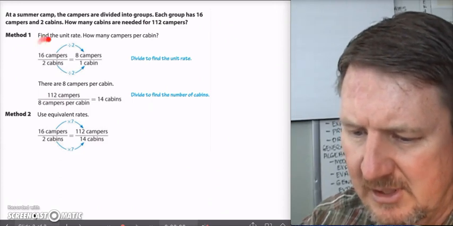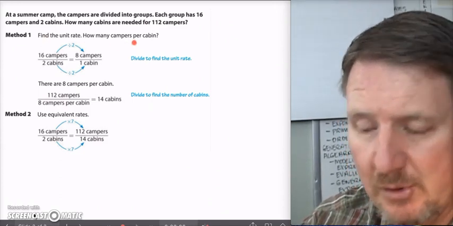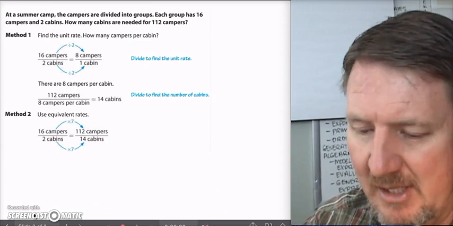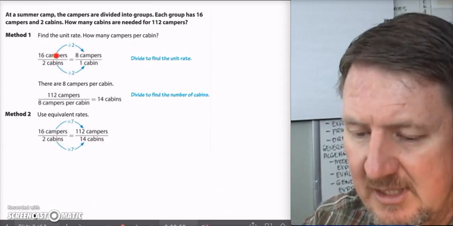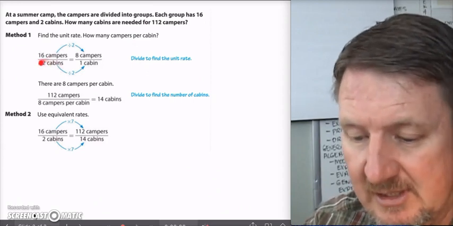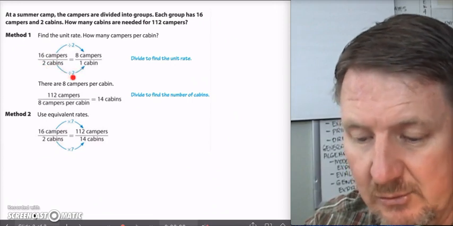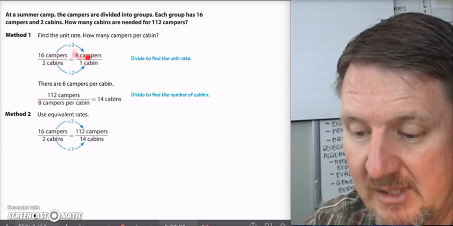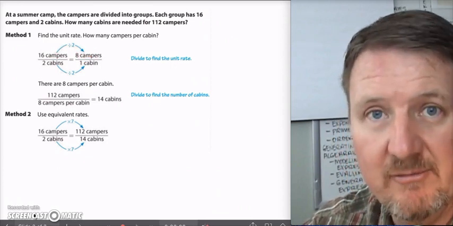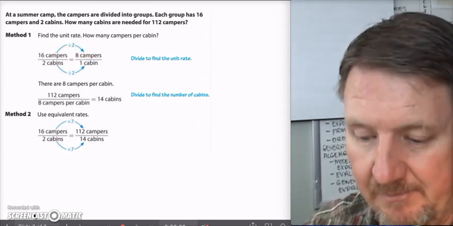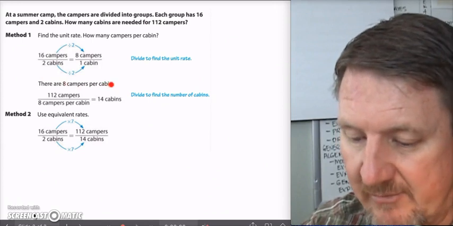So here it says find the unit rate. How many campers per cabin? And I like this idea. This is probably the better idea. So I have 16 campers for 2 cabins. To get this to 1, I have to divide by 2. 2 divided by 2 is 1. So then I divide the 16 by 2. That means I need 8 campers for every cabin. Okay, 8 campers for every cabin.